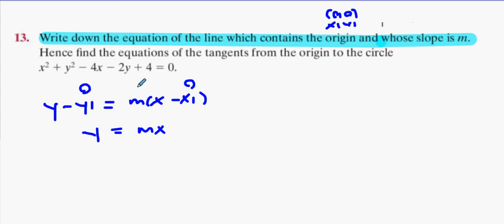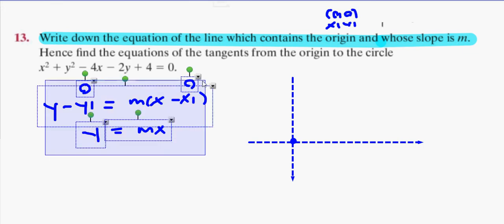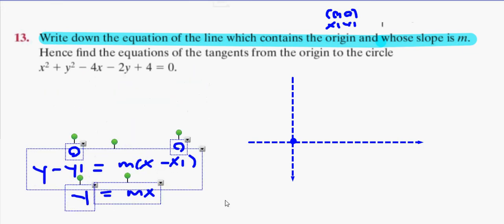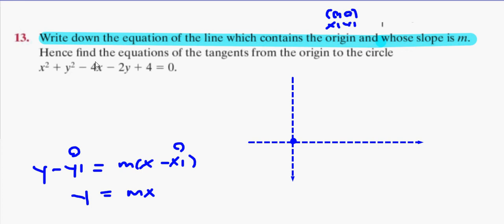Hence find the equations of the tangents from the origin to this circle here, okay? So I don't know where the circle is. I'm just going to draw it anywhere for argument's sake. I suppose I could find the centre of the circle might help. Yeah, go on. I'll find the centre of the circle and the radius really quickly, just to explain what we're doing. Alright, what's the centre of the circle of this one?